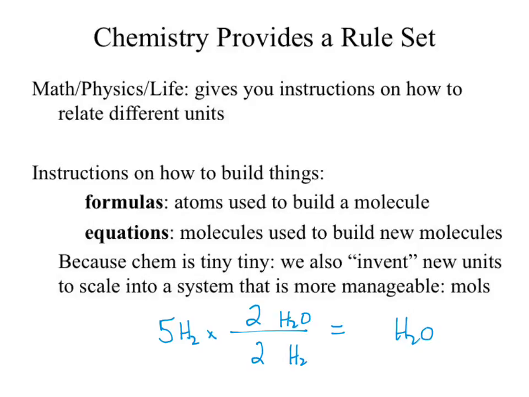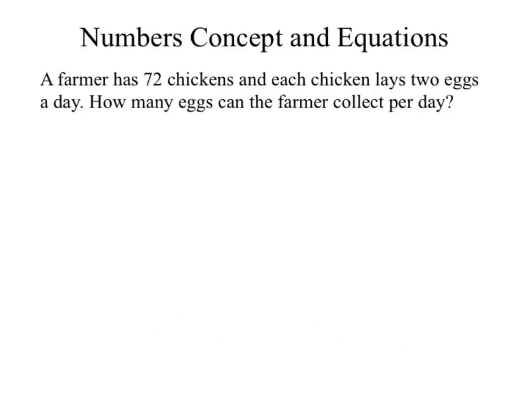Right out of the equation. That's what the equation means. Right? Incredibly useful. Okay. Let's go back to our number concept. Farmer has 72 chickens, and each chicken lays 2 eggs a day. How many eggs can the farmer collect per day? A lot. The farmer appreciates your accuracy. 144.